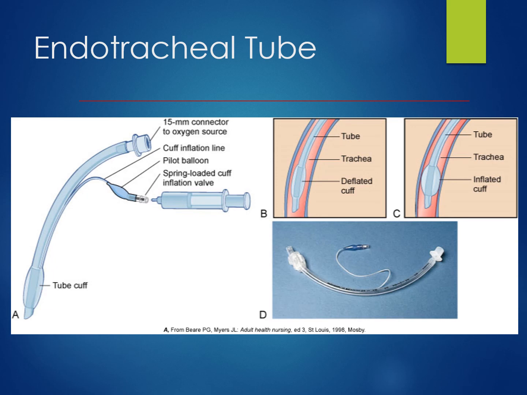So looking at a picture of our ET tube, we've got the tube cuff that's inflated. We've got the cuff balloon, which is what's used to inflate the cuff. We've got the tip of the tube that is going to be hooked up to the mechanical ventilator. And then it's just going to sit in the throat.